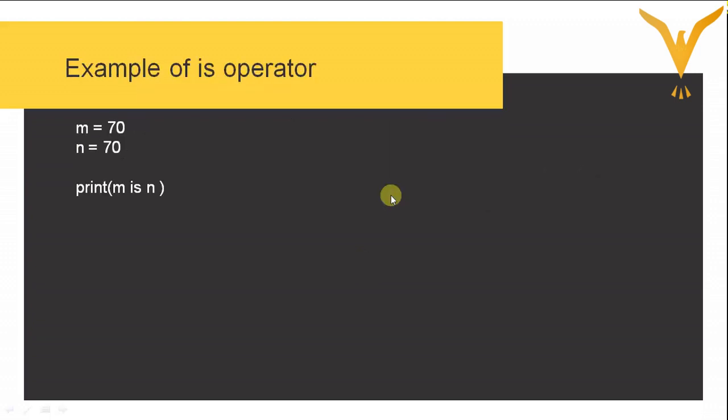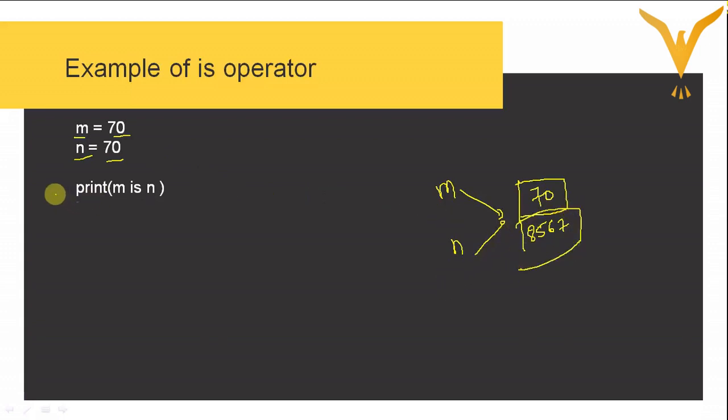So let's take an example of the is operator. Suppose you have one memory block over here, whose memory address is something like 8567. This is just a random memory address. On this block you have saved the value 70. Right now there are two variables, m and n, which are referring to the same memory block, whose value is 70. So can I say that m and n are referring to the same memory location? If I write print(m is n), it will return true. Why? Because m and n are referring to the same memory location.